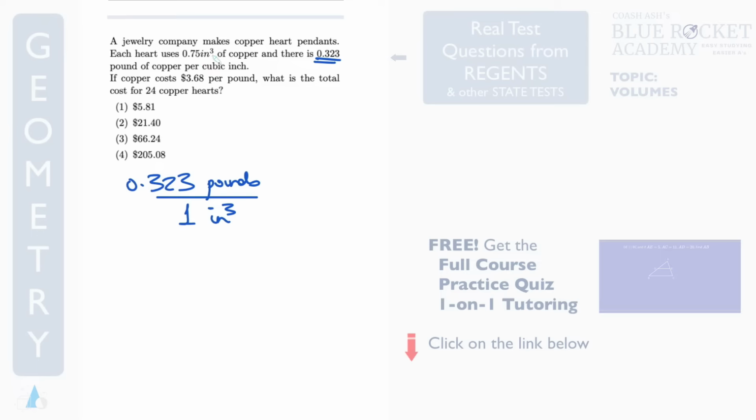And now you're also given the cost over here. Each heart uses 0.75 inch cubed, so you simply multiply by 0.75 inch cubed here. So of course the inch cubes cancel out and you've got the weight of each copper heart pendant. So you've got this value, 0.323 times 0.75 pounds.